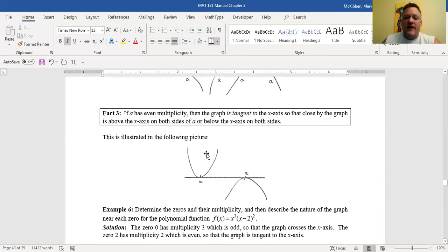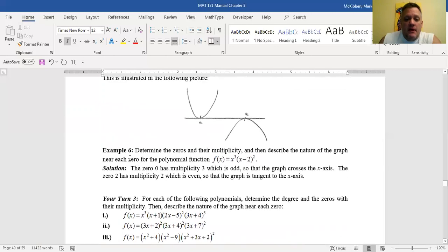Those are facts that you have to have more information about derivatives to actually prove, so we're just using them as fact. Let's look at example 6 using them. I want to determine the zeros and multiplicity for this polynomial function.